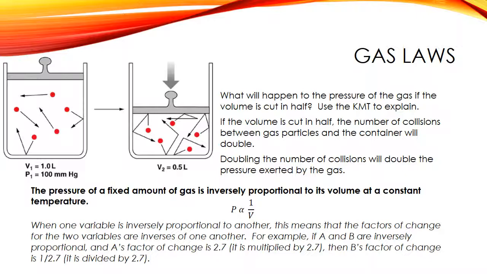That's what inversely proportional means. So notice in this example, our volume is cut in half. Our volume's factor of change is 1/2. I multiply it by 1/2. So our pressure's factor of change is the inverse of that. Well, the inverse of 1/2 is 2. So I'd multiply it by 2, and the pressure over here would be 200 millimeters of mercury.